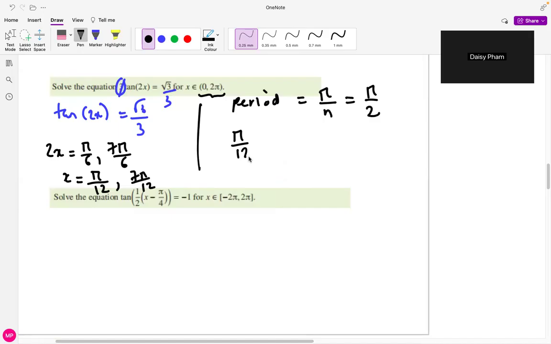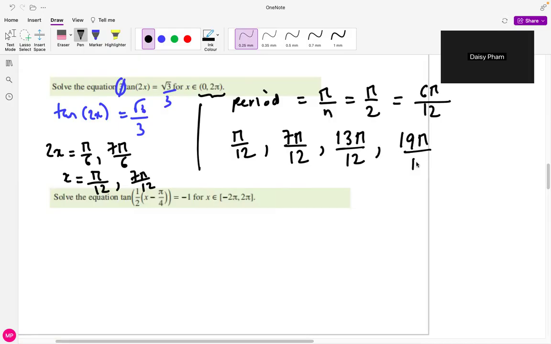Okay, so I start with π/12. If I add a period of π/2, because these are over 12, I'm going to make it over 12 as well to make it easier, so 6π/12. So π/12 plus the period 6π/12 gives you 7π/12, and you can see it repeats itself here. Then you keep going: 7π/12 plus 6π/12 gives 13π/12, then 13π/12 plus 6π/12 is 19π/12, and 19π/12 plus 6π/12 is 25π/12. But 25π/12 is over your domain. Your domain is 2π, so you won't have that. So you end up having 4 solutions.